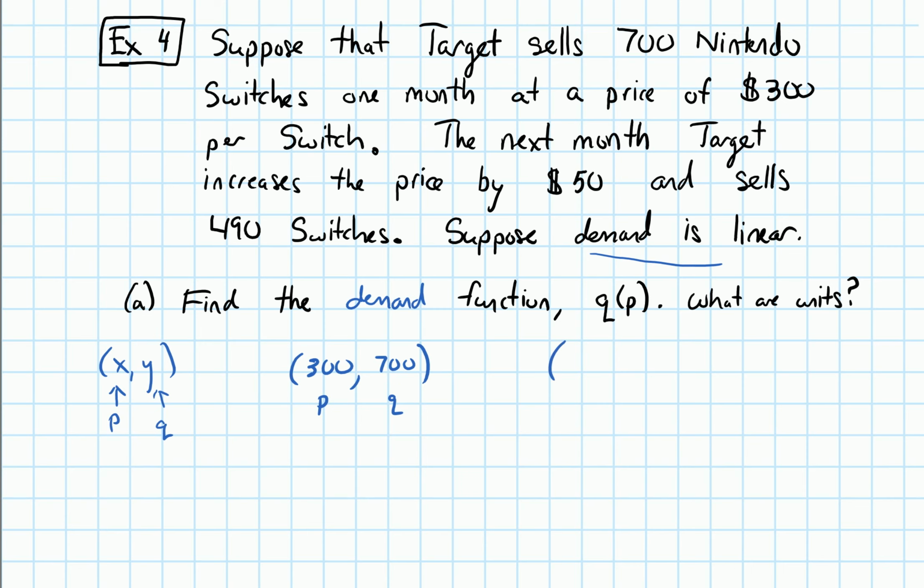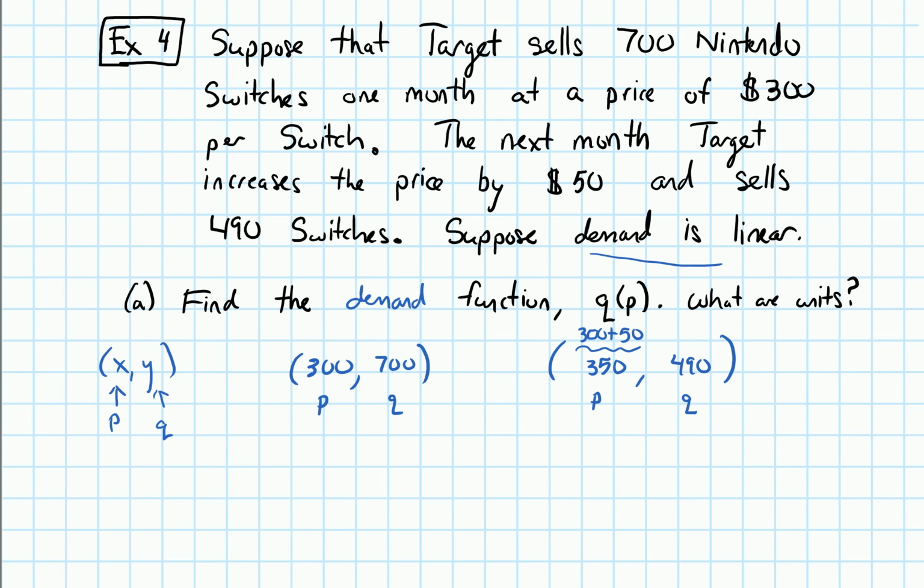Okay, and there's one other piece of info. So the other piece of info is when they increase the price by 50, so that would be 300 plus 50, and that gives us 350. So when that's the new price, Target sold 490 Switches. So the demand there is 490. So that's our value of Q.